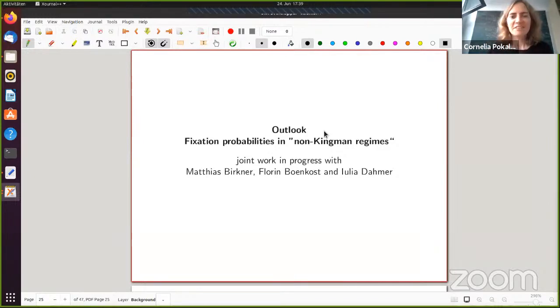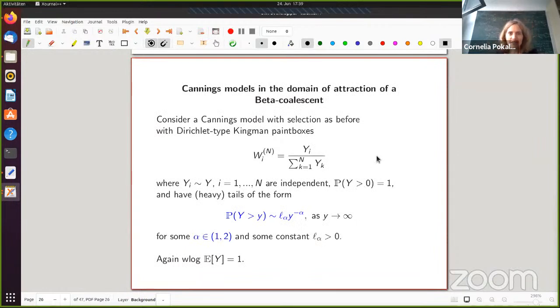Yeah, okay. So this is now the last part of our tandem talk, and it's an outlook on the fixation probabilities in non-Kingman regimes. And this is joint work in progress with Matthias Böckner, again with Florin and Julia Dahmer. And here we consider Cannings models in the domain of attraction of the beta coalescent. And this means, so we again consider Cannings models with selection as before, and we assume again that we have these Dirichlet type paintboxes. So they are constructed with these random variables Y, which are all identically distributed, and the weight of the i-th parent is given by Y_i divided by the sum of the Y's.